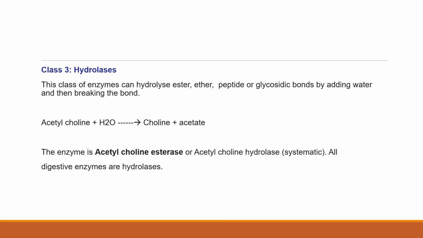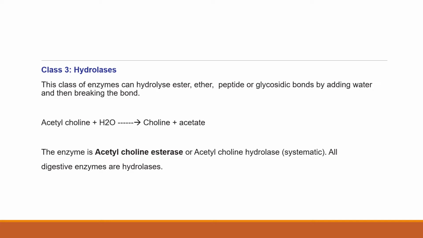Next, hydrolases. The word hydrolase indicates that this kind of enzyme performs hydrolysis. They can hydrolyze esters, ethers, peptides, or glycosidic bonds by adding water and then breaking the bond. An example here would be acetylcholine plus water forms acetate and choline. Acetylcholine is divided into two forms, so we can say that this is a kind of decomposition reaction. The enzyme is acetylcholinesterase.